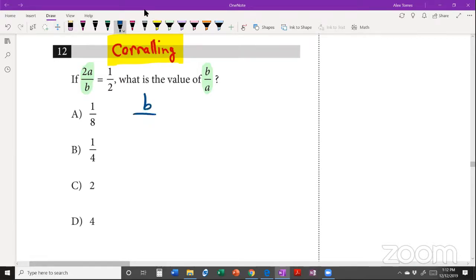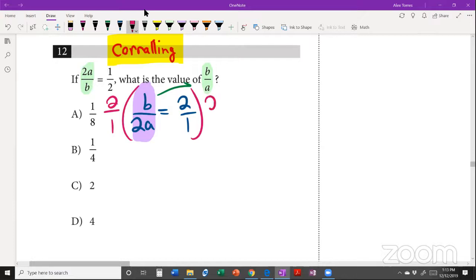So we can say b over 2a equals 2 over 1. We took both sides of this and we flipped them both upside down. And that is allowed. So now what's the difference between what we have, b over 2a, and what we want, which is b over a? There's that pesky number 2 on the bottom. So how do you get rid of a 2 on the bottom? You multiply by a 2 on the top. According to the rules of math, as long as I do the same thing to both sides, that's okay. So the 2 on the top cancels against the 2 on the bottom, and we have b over a equals, and on the right-hand side, we have 4 over 1, which is just 4. So the answer to number 12 is going to be D.